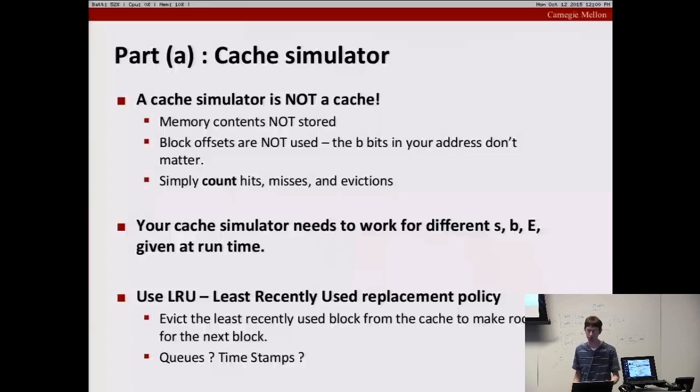And you're required to use the least recently used eviction policy, replacement policy. So, if you want to implement that with queues, if you want to implement it with timestamps, if you want to come up with some other way of keeping track of that, that's up to you. But whatever it is, it needs to accurately evict whatever is the least recently used thing in that set.